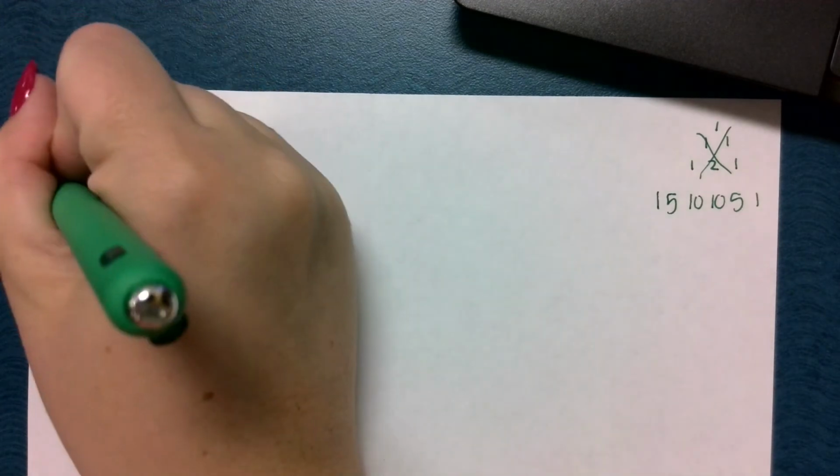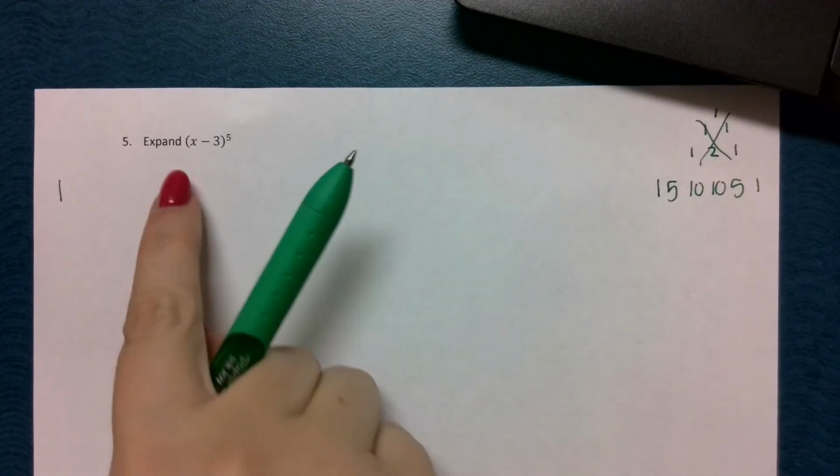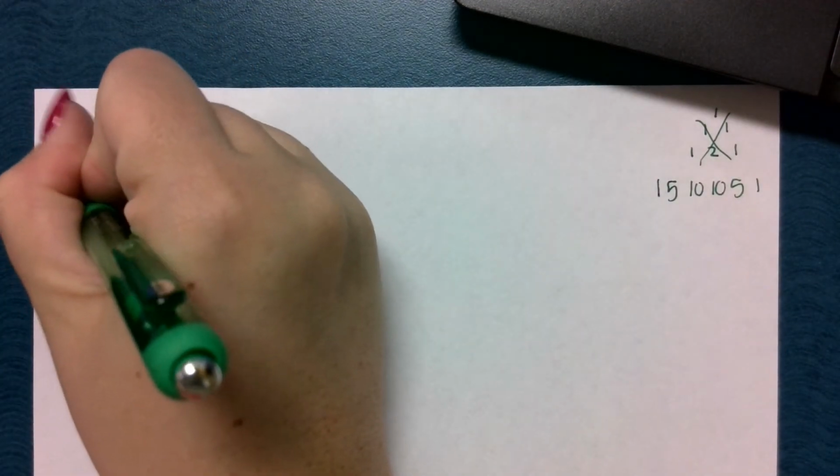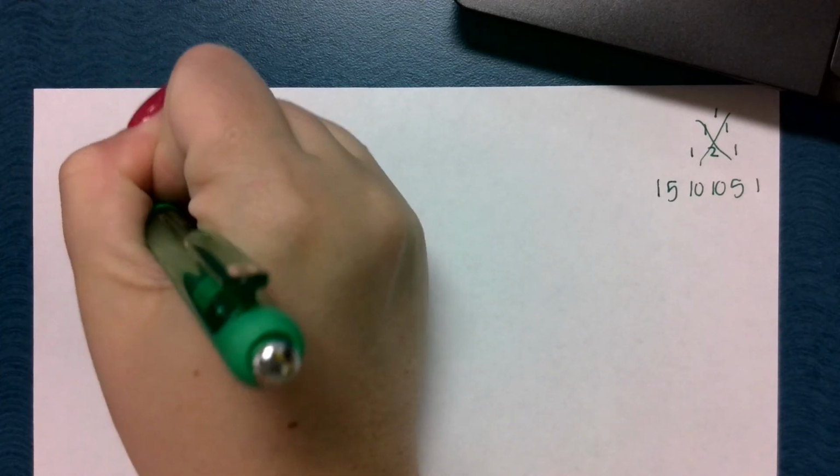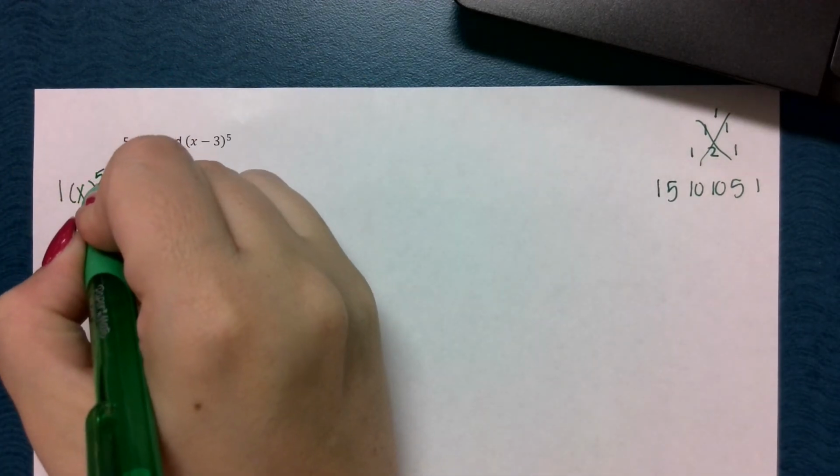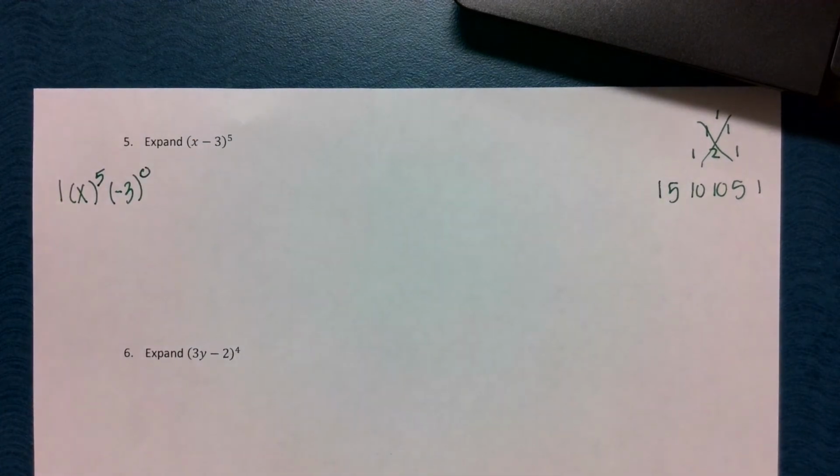So we're going to start with 1. Now our first term here is x. Our second term is negative 3. Now x is going to be to the highest exponent. Negative 3 is going to be to the lowest exponent.